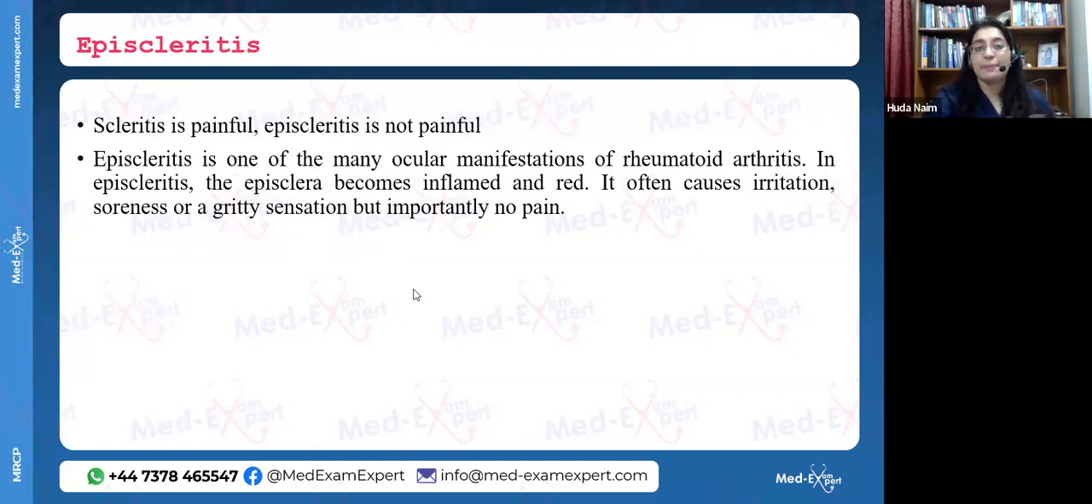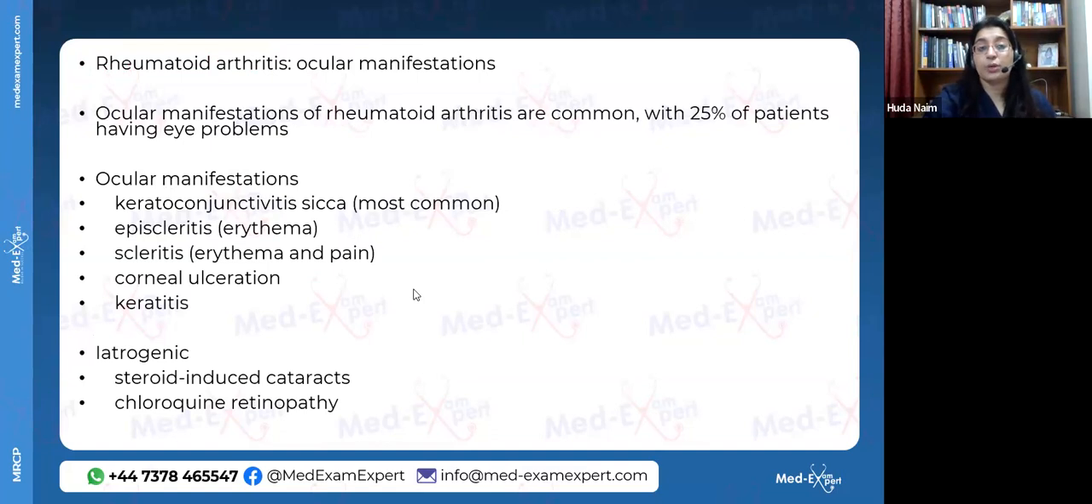So scleritis is painful, episcleritis is not painful. Out of the many ocular manifestations of rheumatoid arthritis, episcleritis is very common, and it causes irritation and soreness, but there's no pain as such. So very important to know the different ocular manifestations of rheumatoid arthritis. You have keratoconjunctivitis sicca, very important, but there you would have dryness of the eye. They would tell you that the patient reports dryness. Then episcleritis, scleritis, you can have corneal ulceration, you can have keratitis.